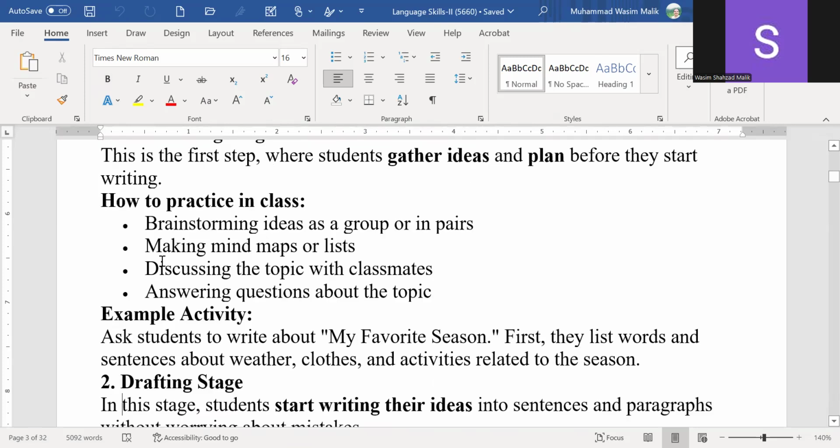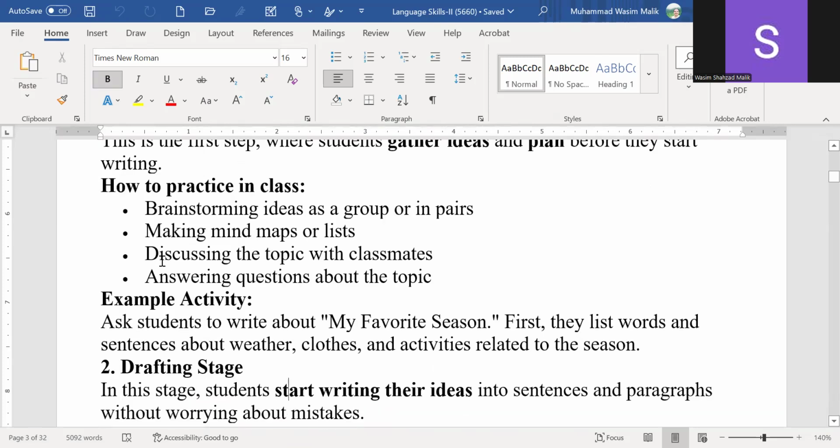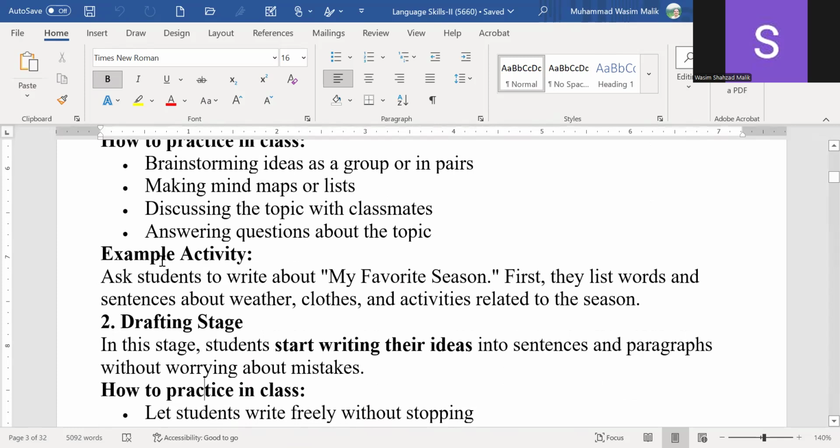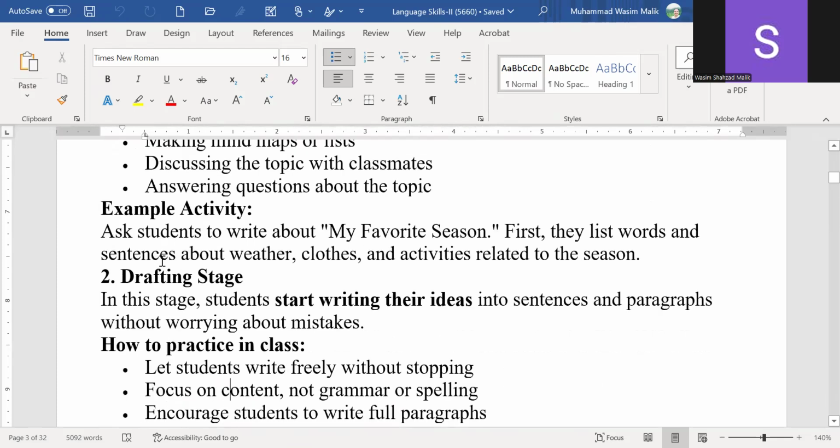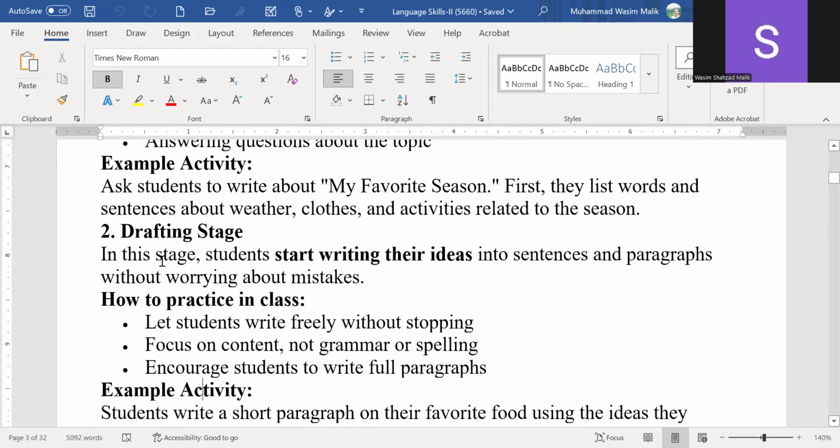Drafting stage. In this stage, students start writing their ideas into sentences and paragraphs without worrying about mistakes. How to practice in class. Let students write freely without stopping. Focus on content, not grammar or spelling. Encourage students to write a full paragraph.